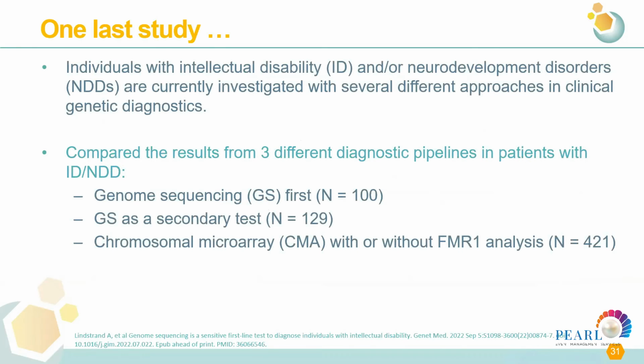In the study, they compared the results from 3 different diagnostic pipelines in patients with intellectual disability. The first group was first-line whole genome sequencing, 100 patients. The second group was genome sequencing as a secondary test, 129 patients. And the last group was chromosomal microarray with or without FMR1 analysis for Fragile X, and this comprised the largest group of patients, 421. So let's look at the results.